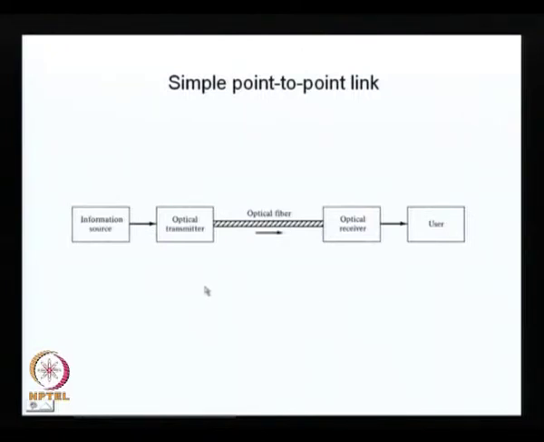So, when we are talking about the point to point link design, essentially we are saying that we have to choose these modules, we have to choose the appropriate optical fiber, and then for given values of these parameters for transmitter, receiver and the fiber, find over what distance this information can be sent reliably. That essentially is the process for optical link design.